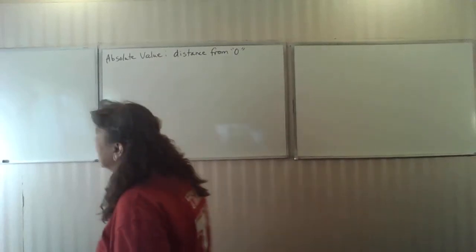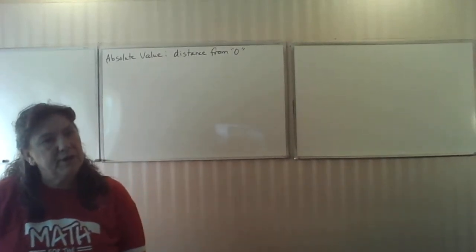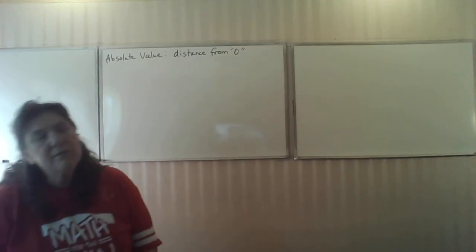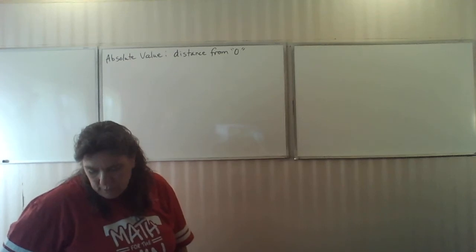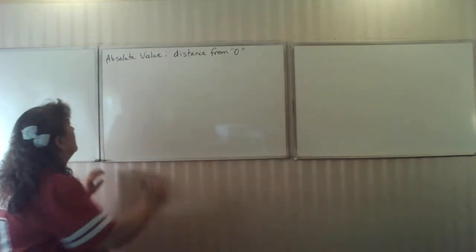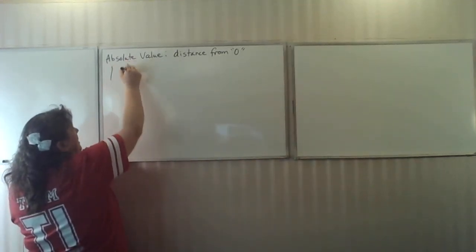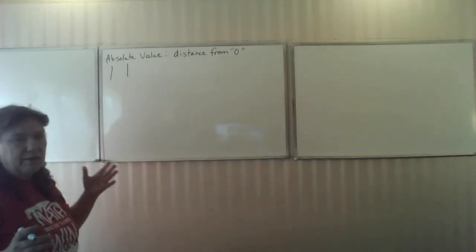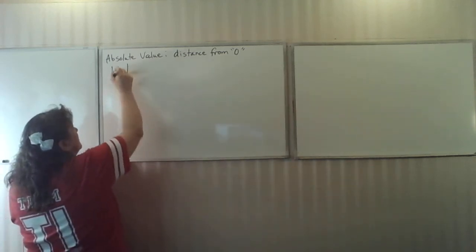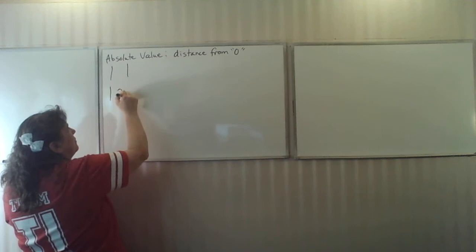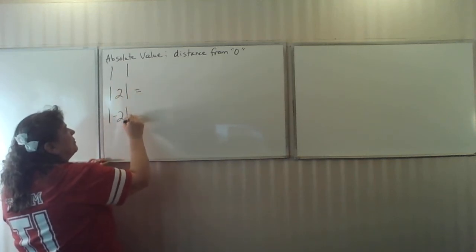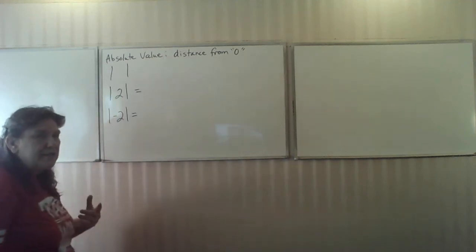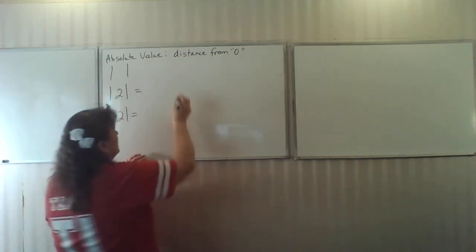Okay, now to begin our actual look at absolute value equations. Absolute value is the distance from zero. It is indicated by this symbol right here on either side of your number. So the absolute value of 2 is equal to something, and the absolute value of negative 2 is equal to something. So let's look at a number line to help us understand this.